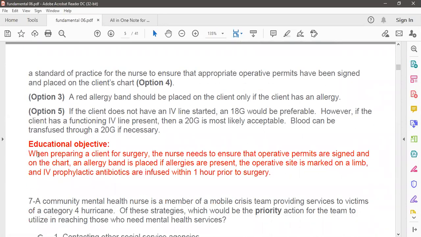What else? When preparing a client for surgical operation, the nurse needs to ensure that the operative permit is signed and on the chart. It should be on the chart. An allergy band is placed if allergies are present. The operative site is marked on the limb, and IV prophylactic antibiotics are infused within 1 hour before the surgical operation. This is information we need to know for the NCLEX board exam.